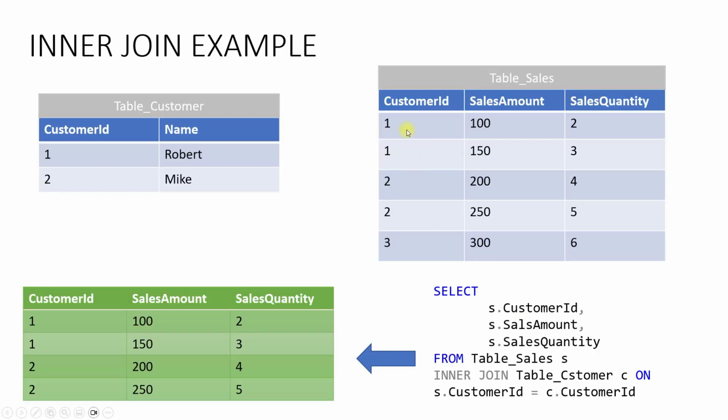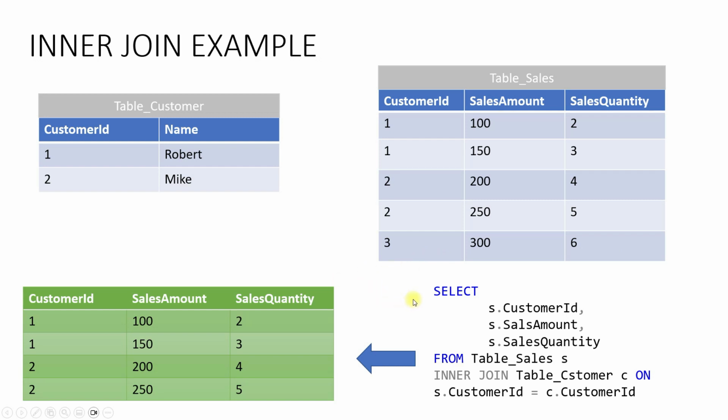So what this means is, let's say we have table customer here, and we only have customer ID 1 and 2. Customer ID 1 is Robert, and customer ID 2 is Mike. Then in the sales table, we have customer ID 1 2 times. Robert has done 2 transactions. Mike has also done 2 transactions. But then we have a customer ID 3 with the sales amount of 300 and a sales quantity of 6.